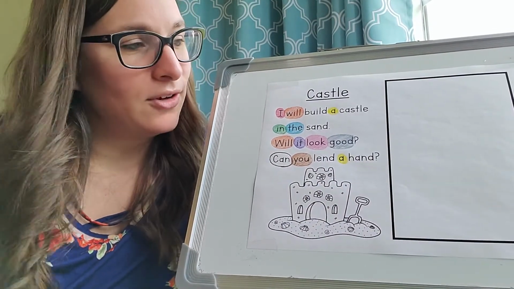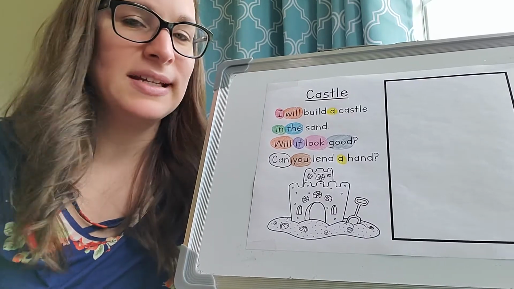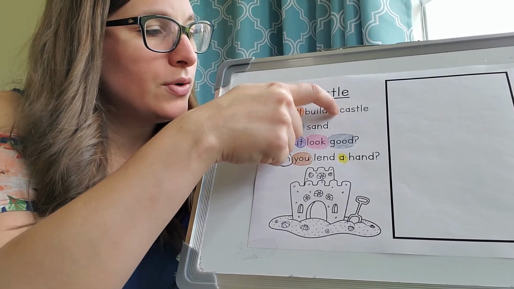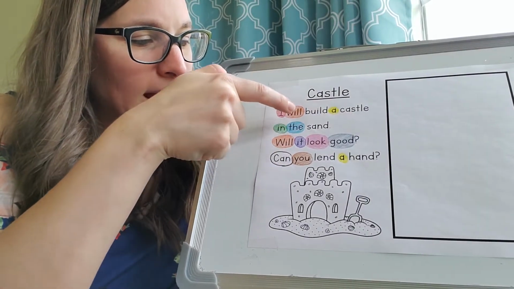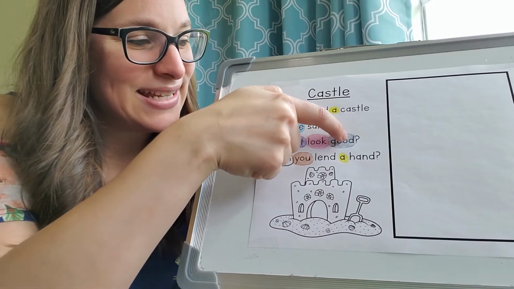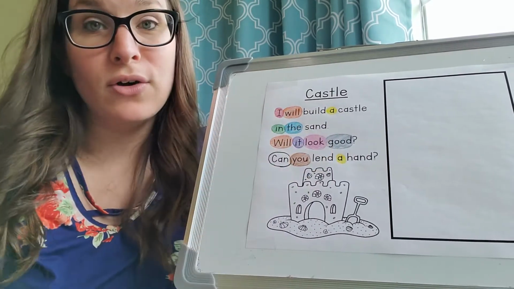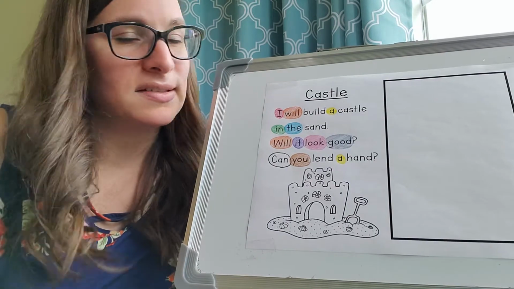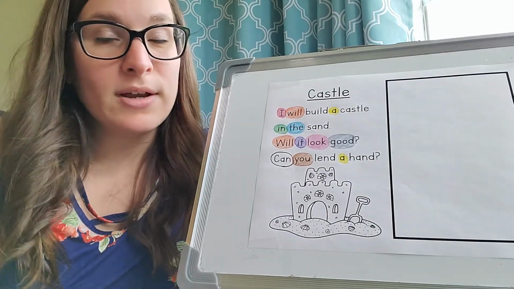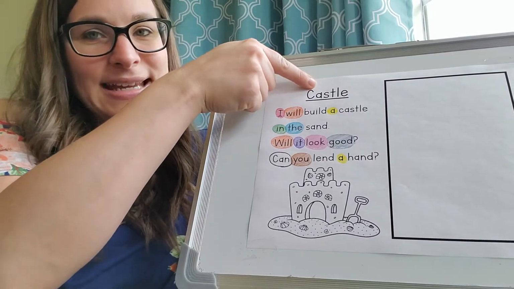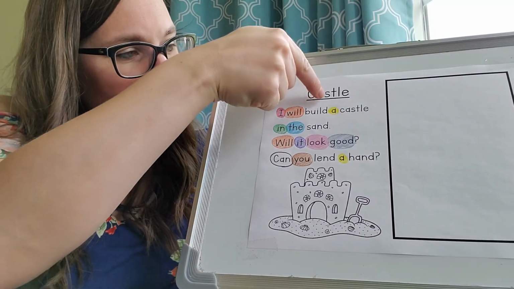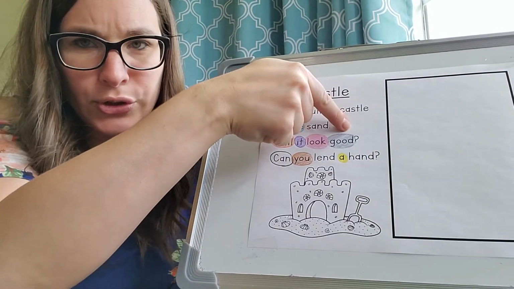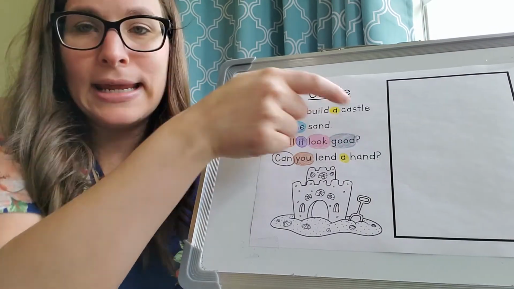So now that we've colored all of our words, first let's count to see how many sight words are in our poem this week. 1, 2, 3, 4, 5, 6, 7, 8, 9, 10, 11, 12. 12 words from our poem are words that we colored because they were sight words. Now let's read it one final time together. Castle. I will build a castle in the sand. Will it look good? Can you lend a hand?